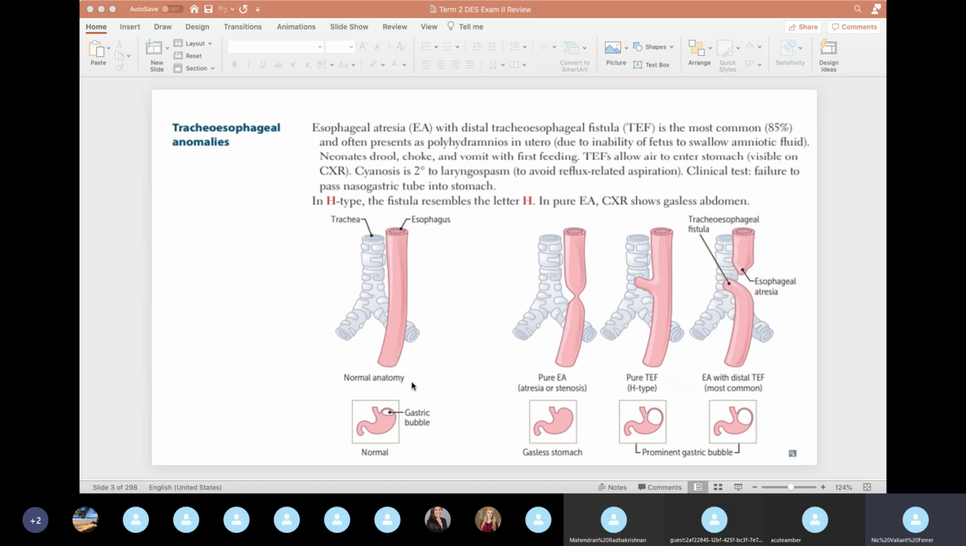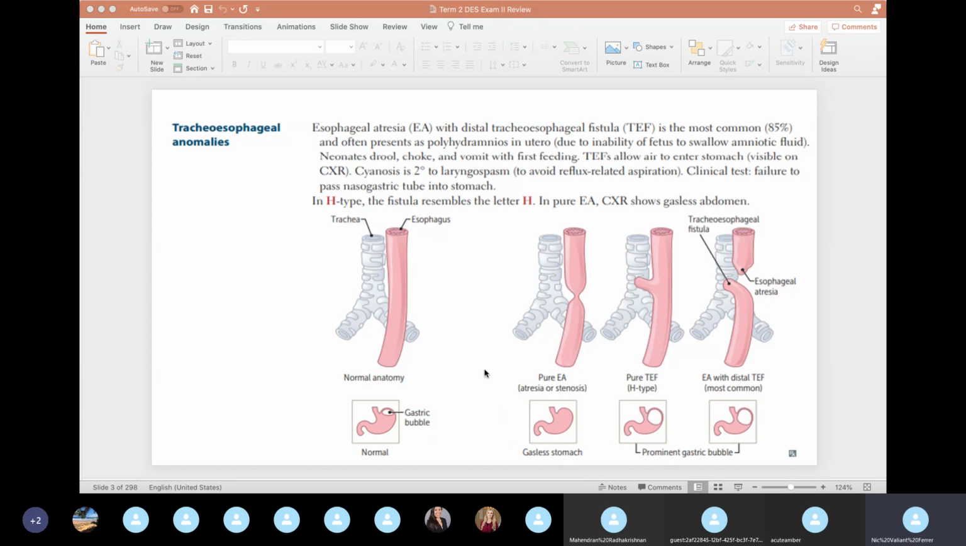Do I need to know the different kinds of TEF, like pure esophageal atresia, pure TEF, H-type, and EA with distal TEF? I think for now, no. But when you go to term 4 and term 5, this is important, okay?